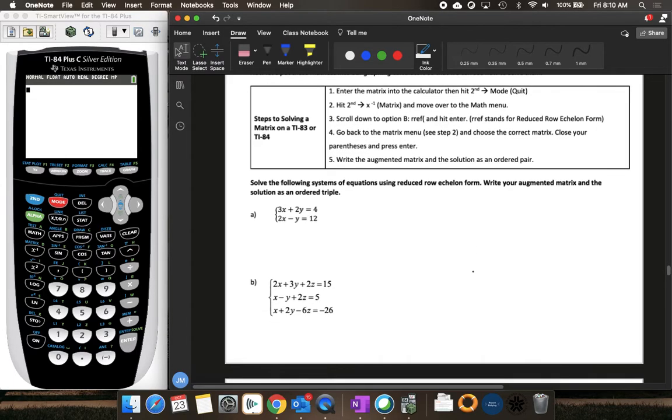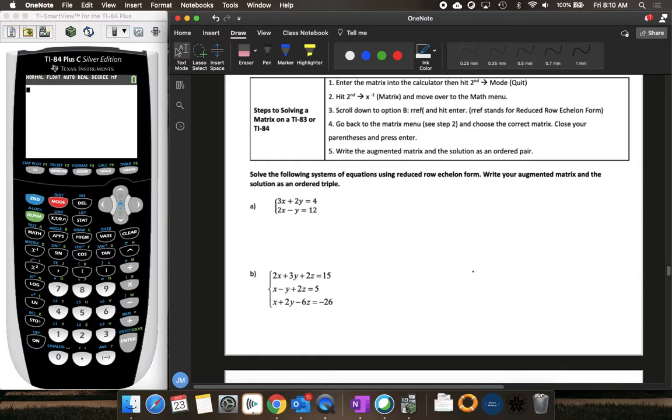Okay, so let's solve each of these using our reduced row echelon form, first writing our augmented matrix and then our solution. So first step is going to be to put this into an augmented matrix. So just like we were doing above, let's go ahead and fill in those coefficients. So 3, 2, and then 4, 2, -1, and 12.